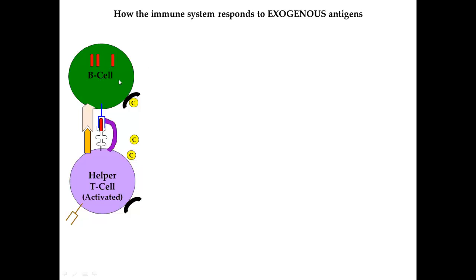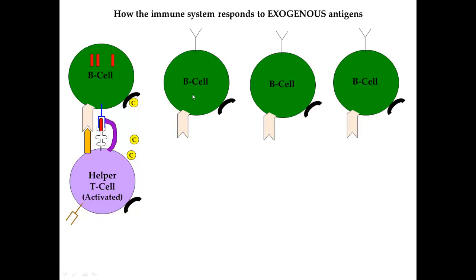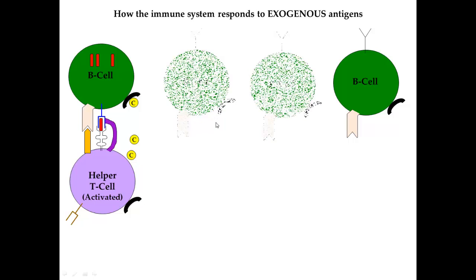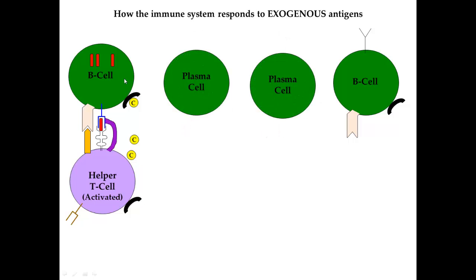After that B cell has been activated, it undergoes clonal expansion. So it produces lots of copies of itself. And these cells will differentiate into two different populations. The first is a type of effector B cell called a plasma cell. So plasma cells are a type of effector B cell, and they produce antibodies. The second type are memory B cells.